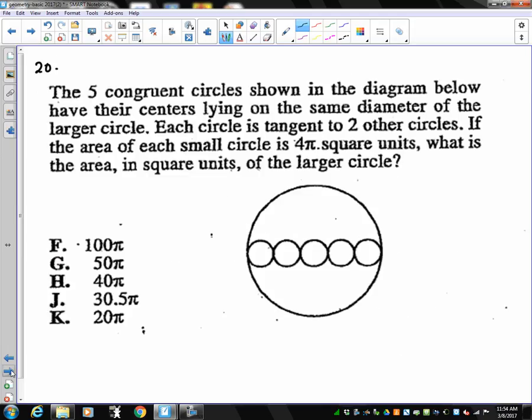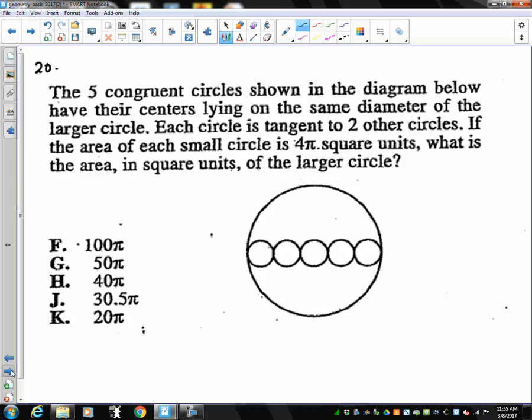Trick question. Number 20. All right, we have 5 congruent circles shown in the diagram below, with their centers lying on the same diameter of the larger circle. Each circle is tangent to 2 other circles. That means that they're only touching at one point. If the area of each small circle is 4 pi square units, what is the area in square units of the larger circle? So ultimately what we need is the radius, or the diameter, of the big circle.